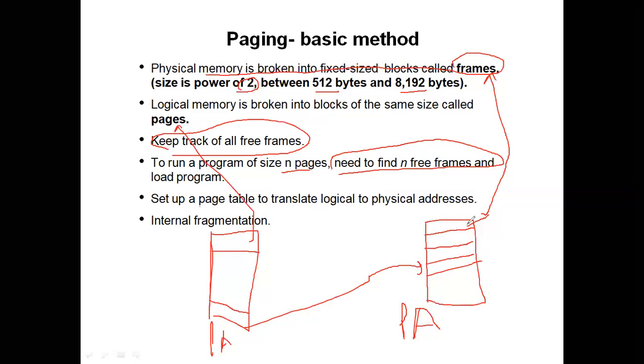So n free frames should be available anywhere, non-contiguously, and then we can load each page of the program into the frames of the memory. And then we use a page table to translate the logical address into a physical address. So this all will be seen in the next slide. So let's go to the next slide.